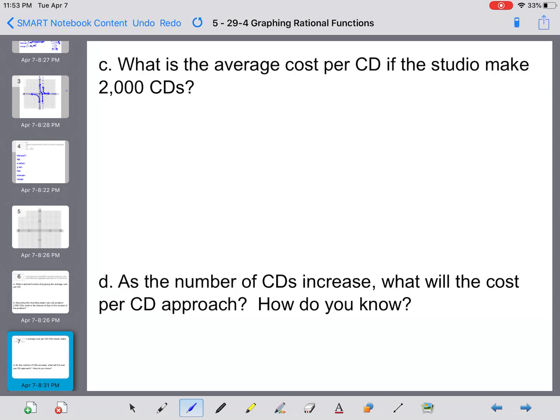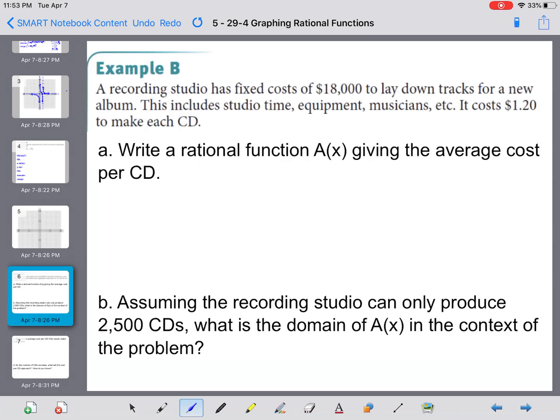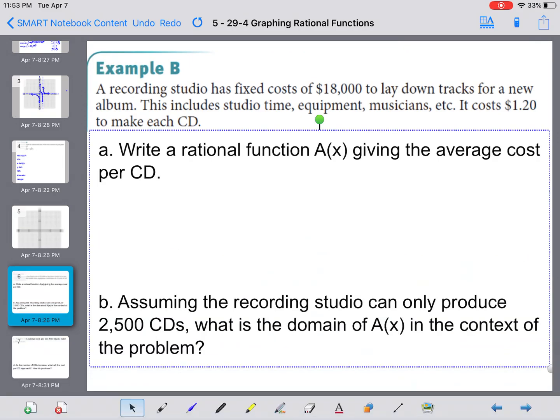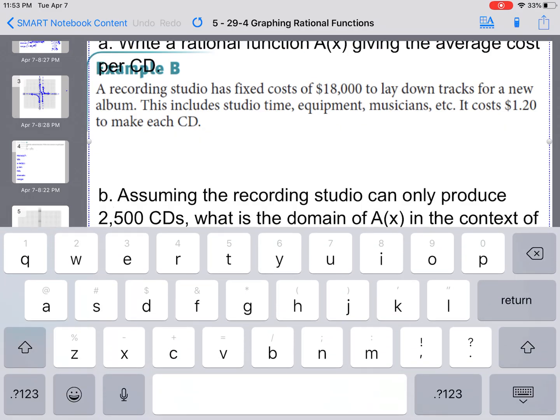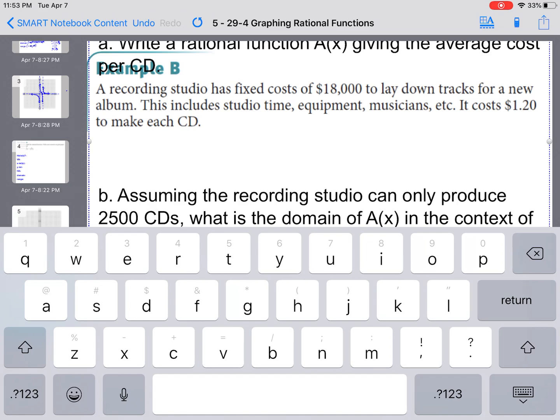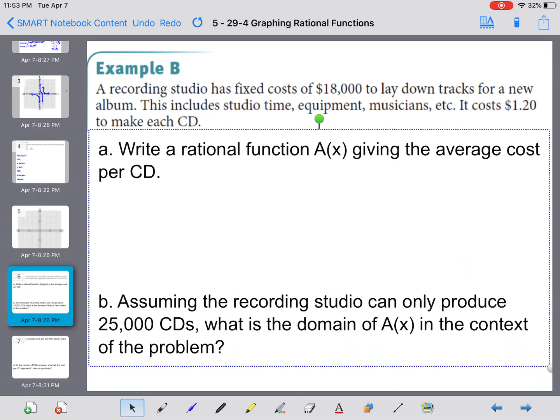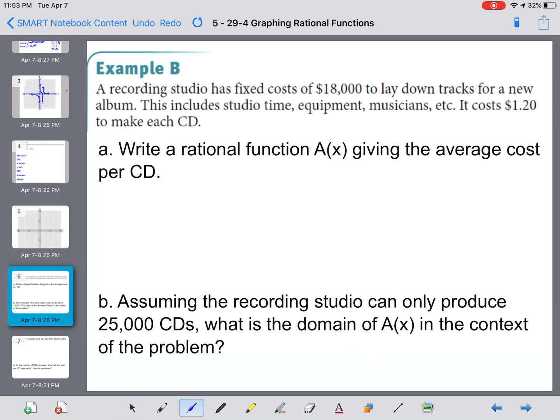All right. Now I got A, B here. I've got C and D over here. I just saw a little typo here that I want to fix. I meant to make that 25,000. So let's see if I can do that. Add another 0. All right. So I wanted to make that 25,000. Okay. So, all right. So the average cost function.